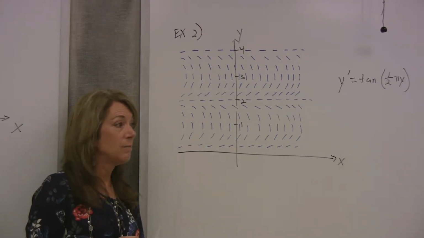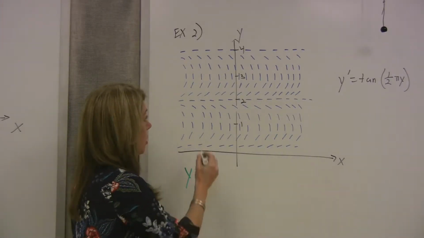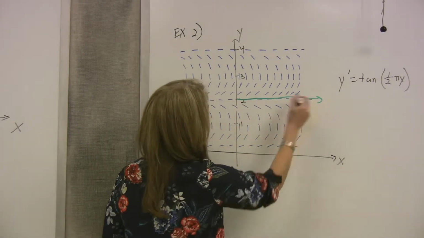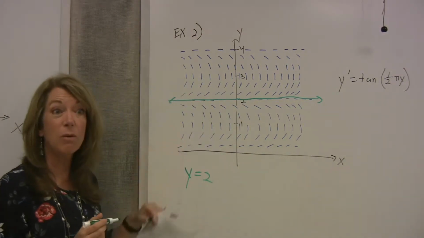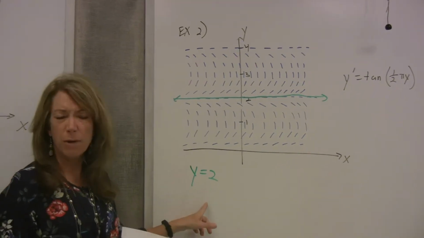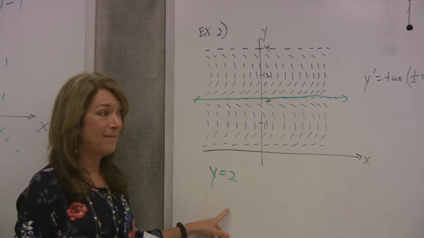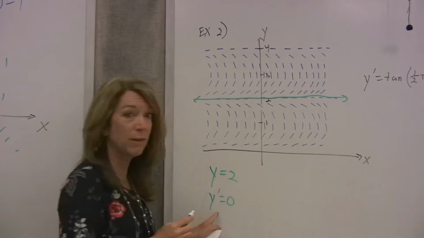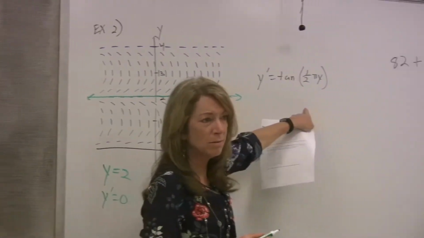Y equals what constant? Y equals 2, because if I start at y equals 2 and I follow it, I'm just going to go directly left and right. It's supposed to be a straight line, sorry, I wiggled. Y equals 2 is an equilibrium solution. What's the derivative of y equals 2? Zero. I'm just checking to make sure it really satisfies my equation. Derivative is 0, right? Does it make that true?